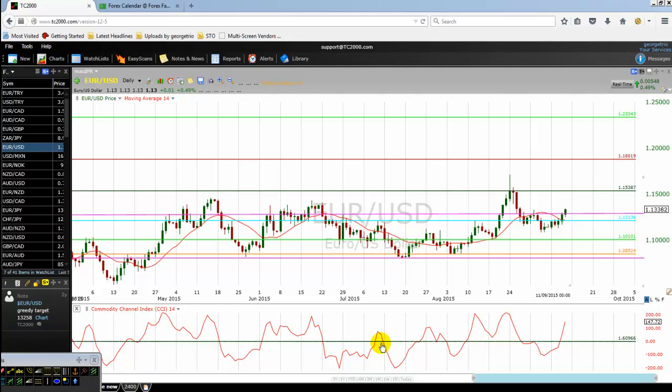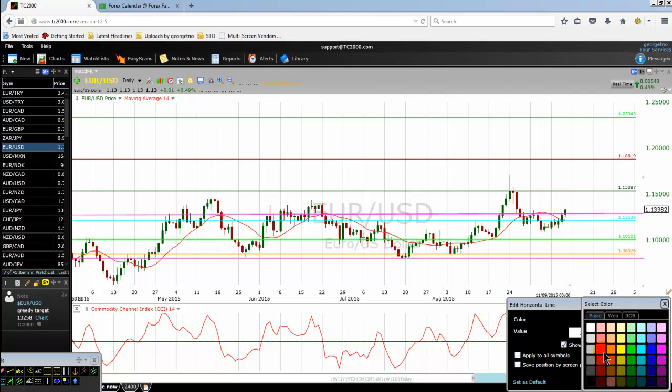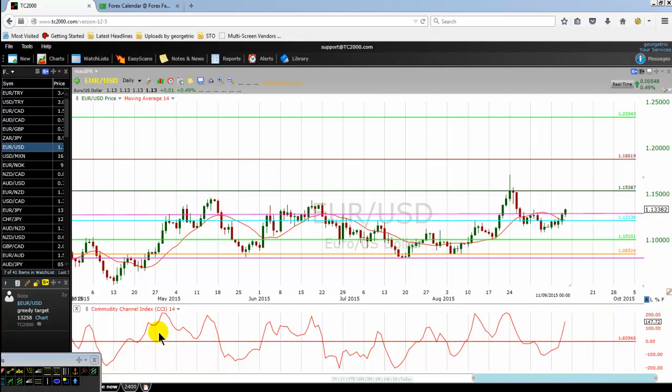The line that I have here, this is what we call the zero line of the Commodity Channel Index. Because I'm using the CCI period 14, the zero line of my CCI period 14 represents the moving average period 14.